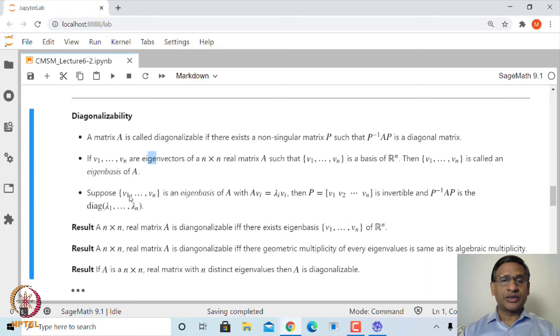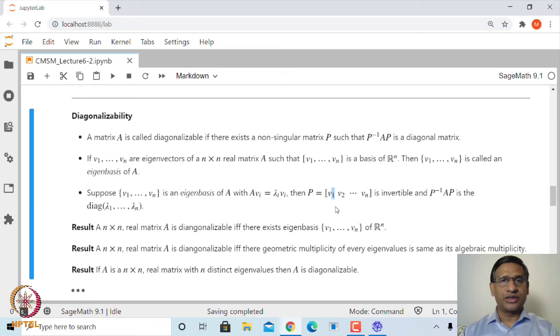Now, suppose you have an eigenbasis v1, v2, ..., vn of A, then you define a matrix P to be the column matrix v1, v2, ..., vn, that is take the first column as v1, second column as v2 and so on. Since these v1, v2, ..., vn are linearly independent, P will be invertible. Now, if you look at P inverse A times P, you can show that it is nothing but the diagonal matrix whose diagonal entries are the eigenvalues with respect to eigenvectors v1, v2, ..., vn. That is a very simple result and it is very easy to prove also. You can look at any standard book on linear algebra.